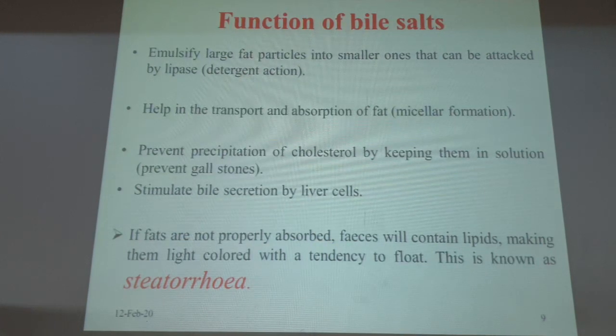There is a large amount of fat in the stool, and the stool is foul smelling. It will not flush away from the toilet. It will stick to the toilet.